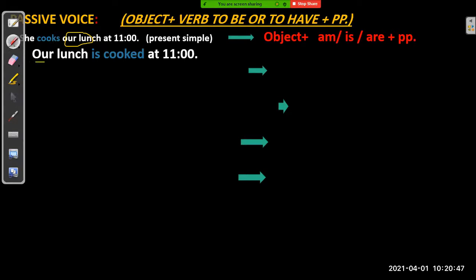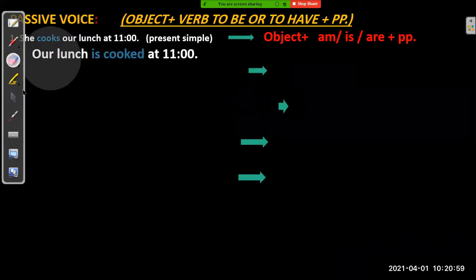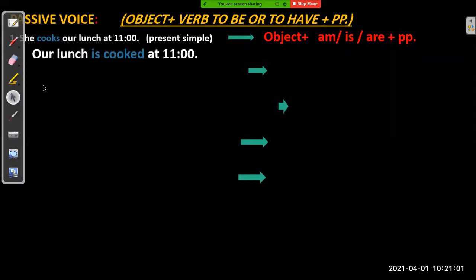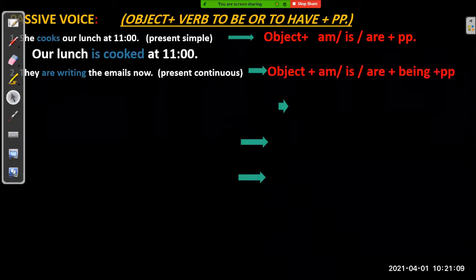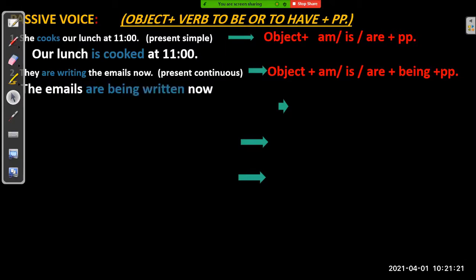So how did we do that? Everybody, please look. Our lunch, the object, singular. So is and the past participle, and we complete the sentence: our lunch is cooked at 11. Now, another example. Look at this one. Fadi, can you do that? The emails are being written. Written, the third form. Are being written.